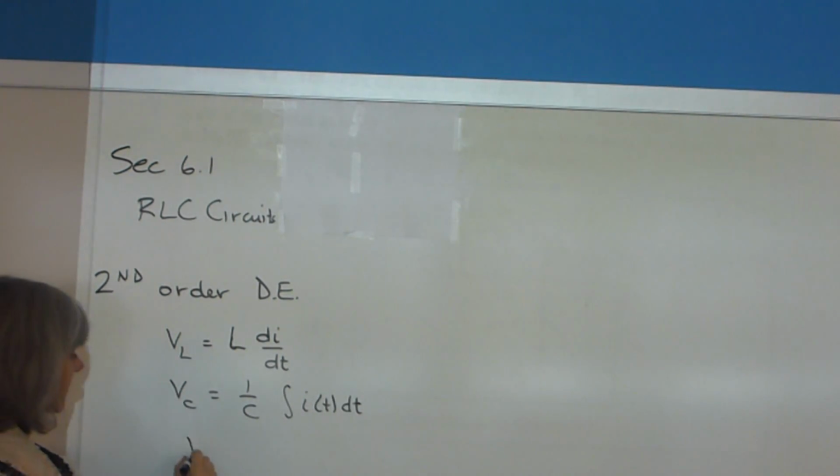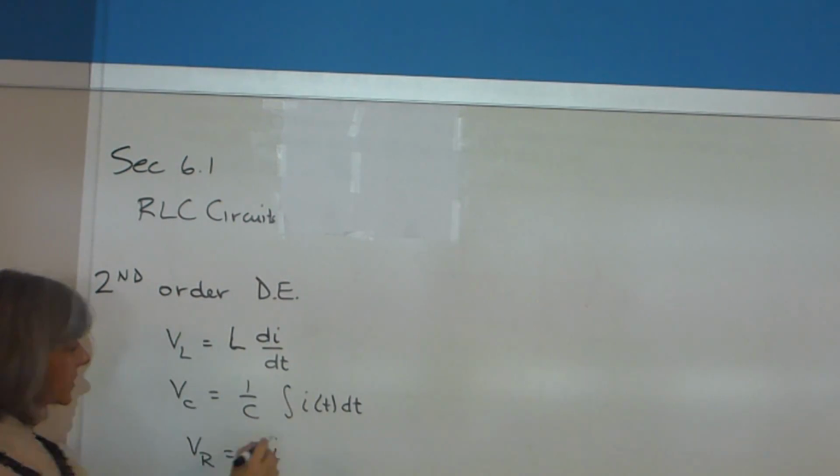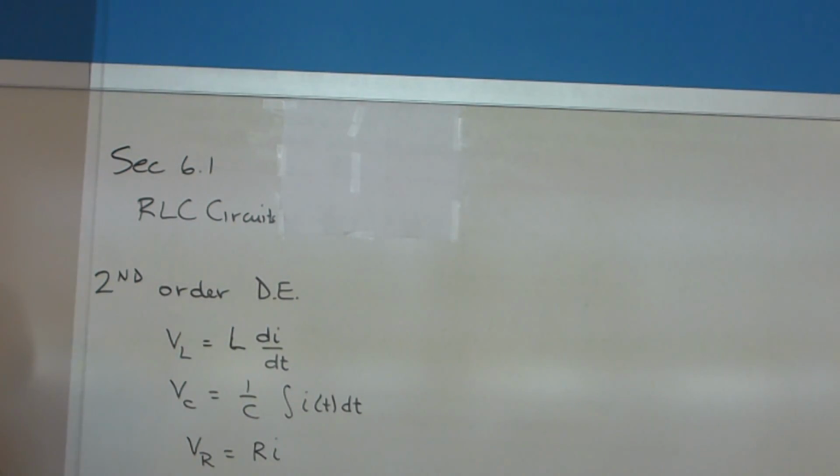And then V sub R is just R times I. So you can see where we're going to get the second order from. Because we have a derivative and an integral, and eventually you could have a derivative and a second derivative. So this is where the second order part comes in.